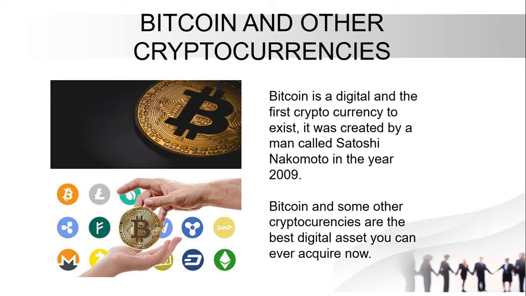Now, what is Bitcoin actually and other cryptocurrencies? Bitcoin is a kind of cryptocurrency. In fact, it is the first cryptocurrency to exist. It was created by a man called Satoshi Nakamoto in the year 2009.